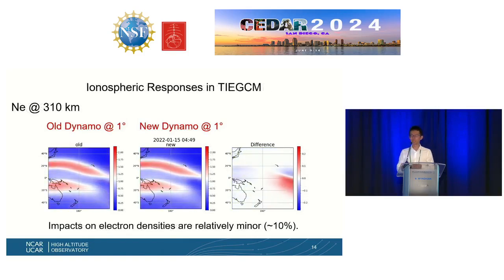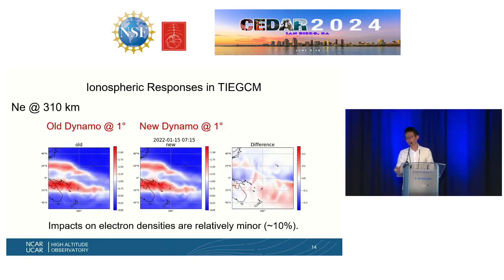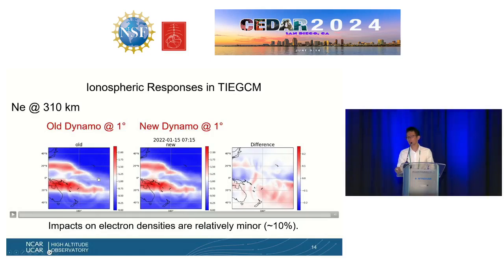So let's switch gears a little bit from the electrodynamics to the ionospheric responses. This is the electron density at 300 kilometers. But this time, we don't really see a big difference between the new dynamo and the old dynamo. The differences are on the order of 10%, so relatively minor.